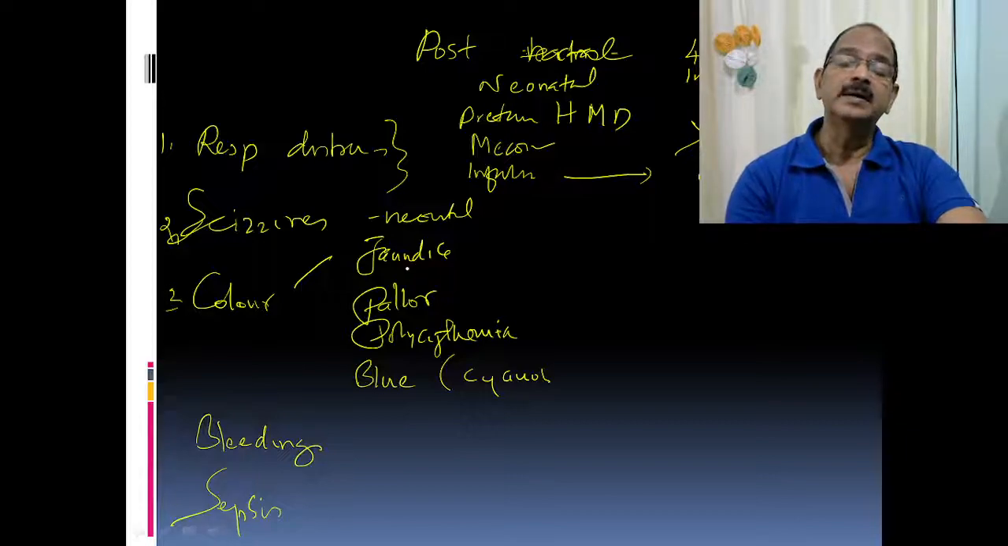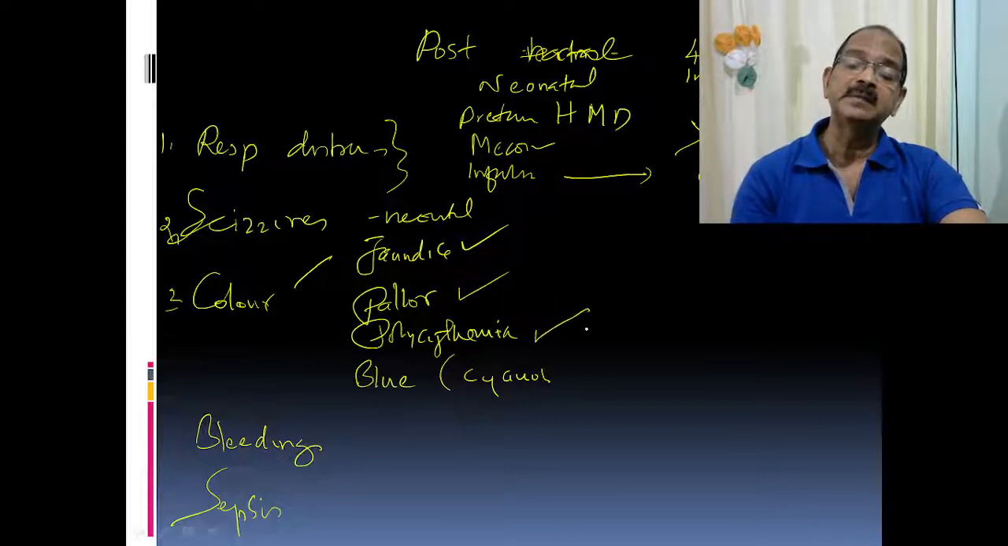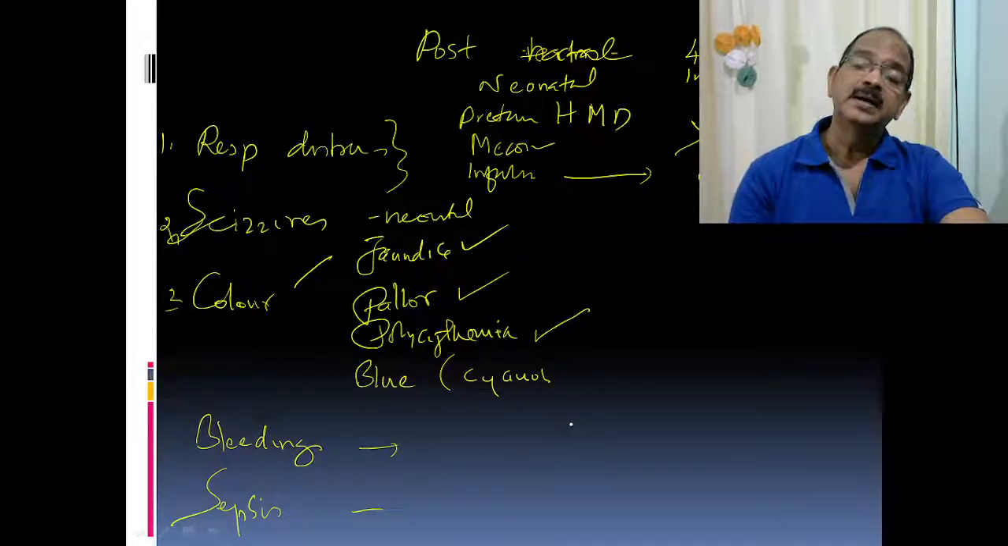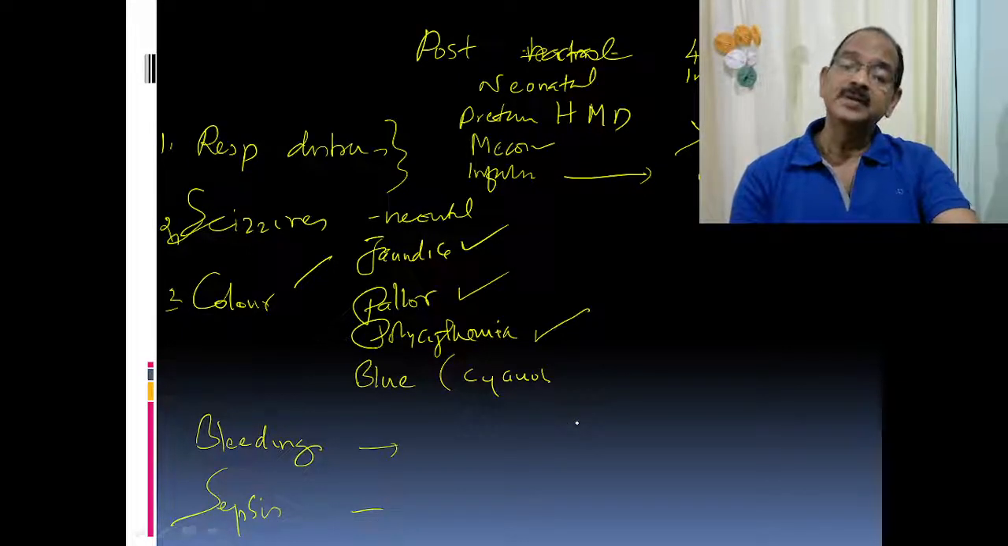And color, it can be anything: jaundice, which can be physiological or pathological, pallor, undue pallor, polycythemic, very red is also not good, blue, cyanotic, any bleeding manifestation in the baby, and not active, not feeding, sick child, sepsis. So all these things you need to know. So we have covered half of the history, and one more half you will cover in the next session.